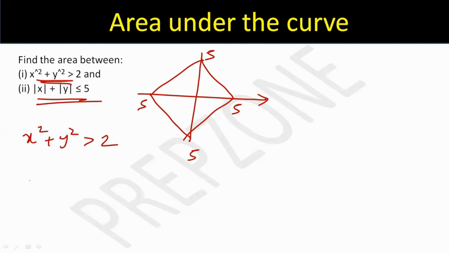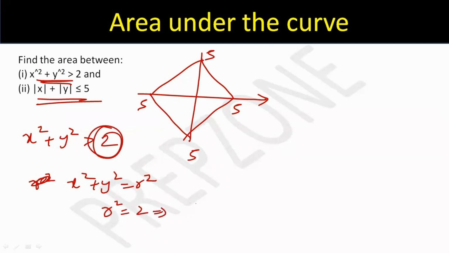We know that the generic form of a circle is x square plus y square equals r square. So this is basically a circle where r square is 2, which implies radius is root 2. So root 2 will be somewhere here. This is the first graph. And because it is greater than 2, I have to take all the area that is outside this and inside the rhombus. And its radius is root 2.